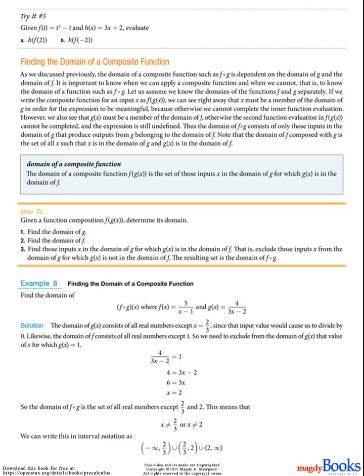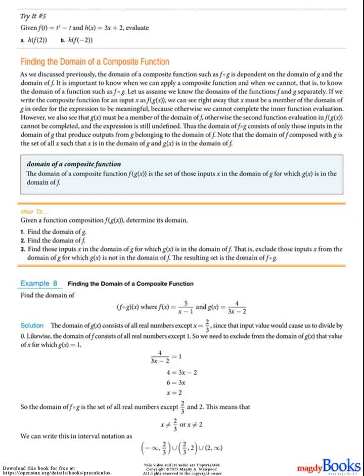Likewise, the domain of f consists of all real numbers except 1. So we need to exclude from the domain of g of x that value of x for which g of x equals 1. 4 over 3x minus 2 equals 1. 4 equals 3x minus 2. 6 equals 3x. x equals 2.